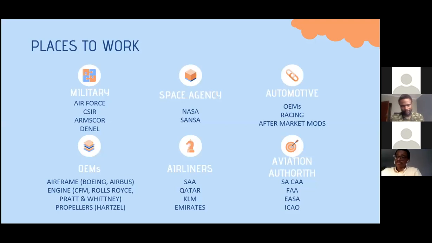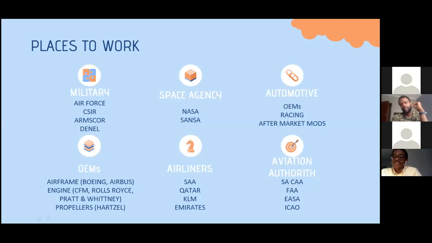So you can move from there to airports, or you make those rotating wings things. Then you have airlines: SAA, Qatar, KLM, Emirates. SAA has SAA Technical, so they fix their own aircraft. We're not going to discuss SAA, but as an engineer, you can work for them, not to fly the aircraft, but to fix it and make sure their aircraft remain airworthy.